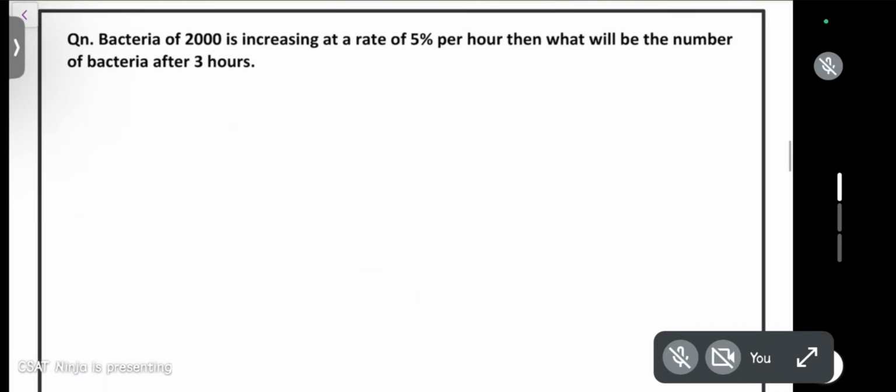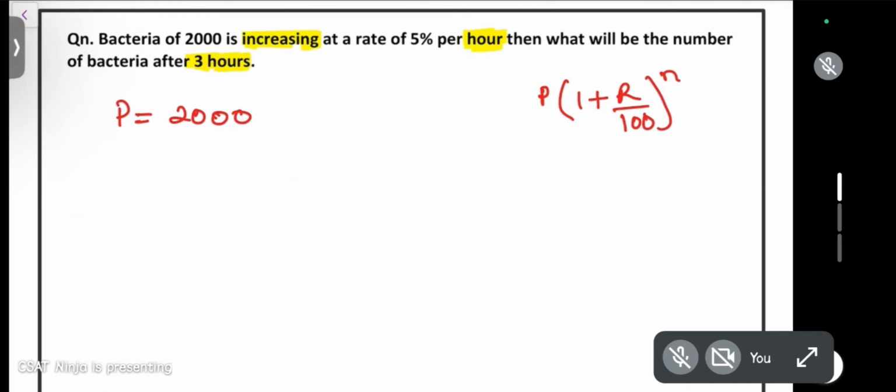A bacteria population of 2000 is increasing at a rate of 5% per hour. What will be the number of bacteria after 3 hours? That means the time frame is in terms of R, and we are asked to find the population after 3 hours. Earlier the population is 2000. Let's try the formula first. It is about increasing, so there will be a plus sign: P into (1 plus R divided by 100) to the power n. That's what we have.